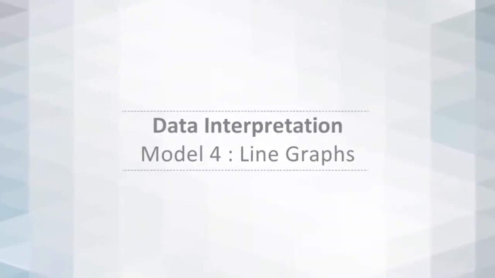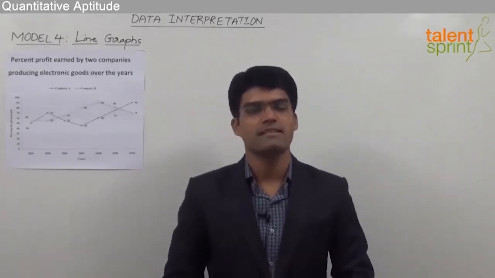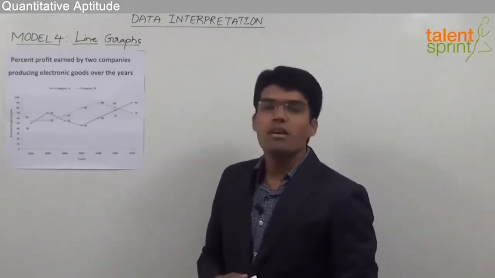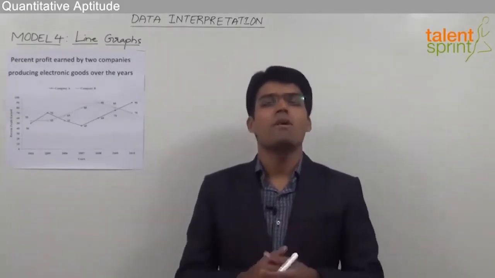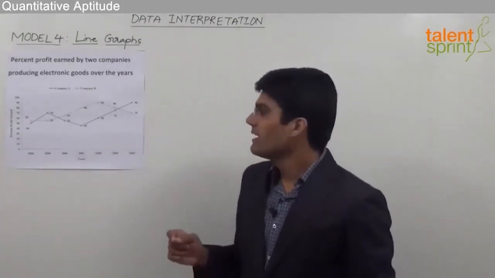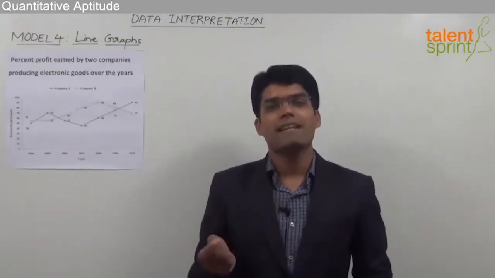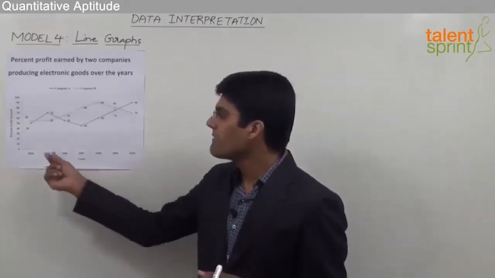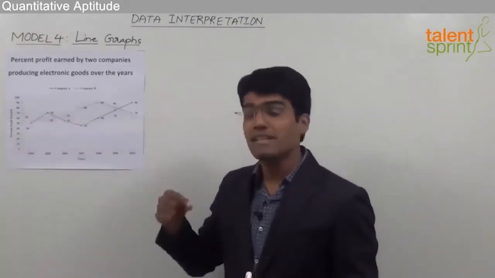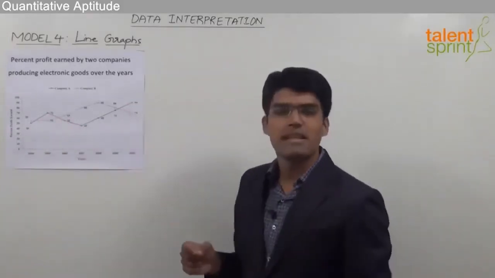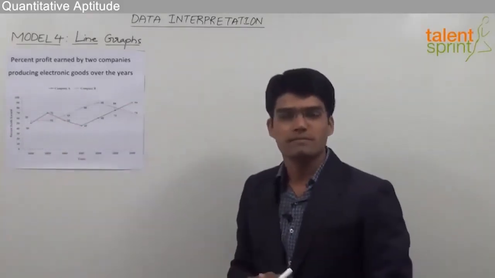Let us now take the fourth model from this topic of data interpretation, where we shall discuss questions related to line graph. Like bar graphs, line graphs are also a pictorial representation of the given data. As you can see here, this is what a line graph looks like. The only difference between a bar graph and a line graph is that in case of bar graph, the data is discrete. That is, we have a bar at each point. But in case of line graph, you can see that the data is continuous as it is represented with the help of a line over the given period.